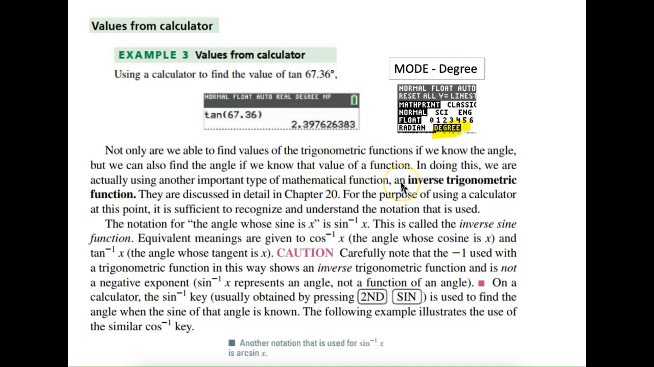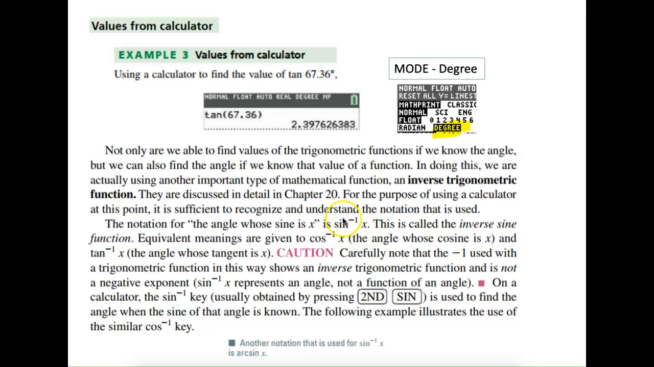There's also another important function on your calculator, which is an inverse trig function. To use that, on the calculator display, it's above the sine, the cosine, and tangent. And it looks like this. The inverse of sine is sine -1 x.